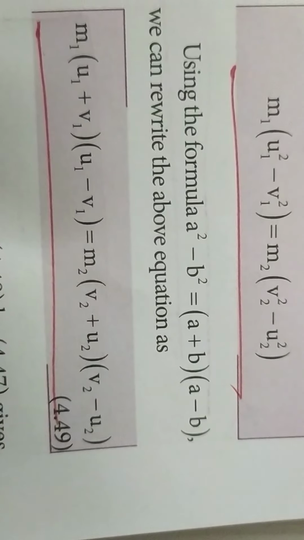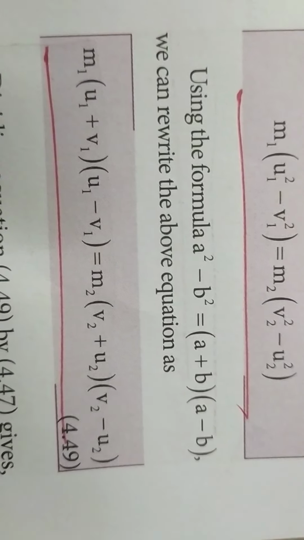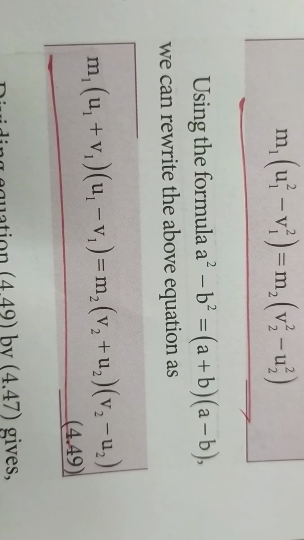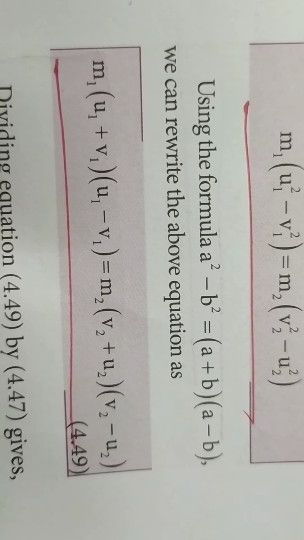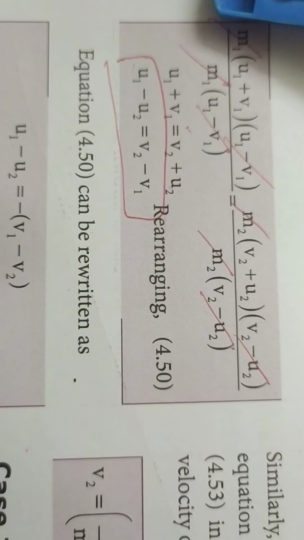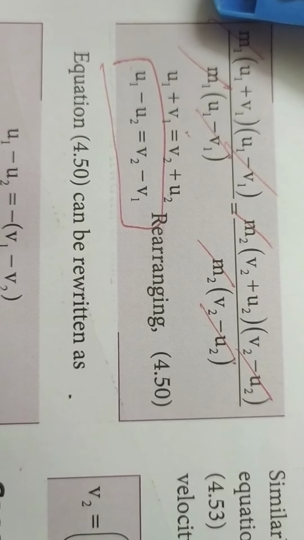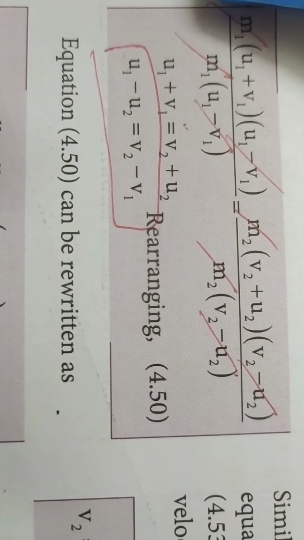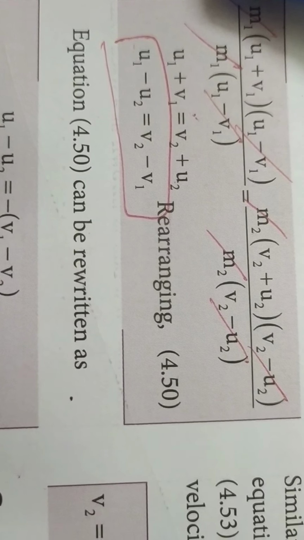Already you know the formula, a square minus b square is equal to a plus b into a minus b. Substituting that in the above equation, you will get m1 into u1 plus v1 into u1 minus v1, and that is equal to m2 into v2 plus u2 into v2 minus u2. Next we are going to divide that equation by the momentum equation. Already we have simplified the momentum equation, so divide both of them. Here all the terms get cancelled, so you will get u1 plus v1 is equal to v2 plus u2.